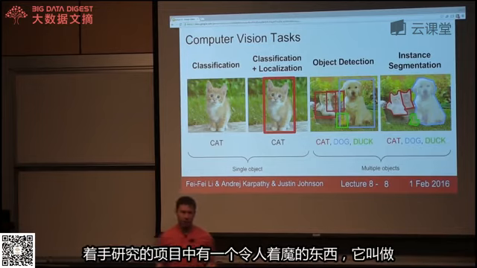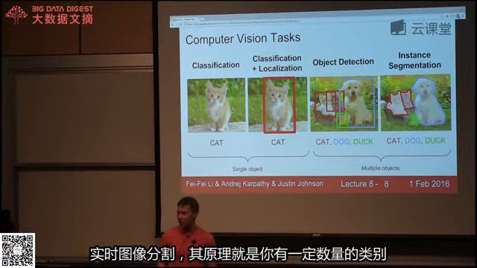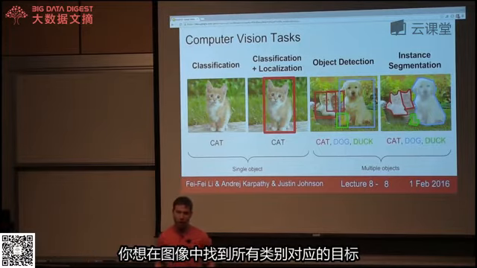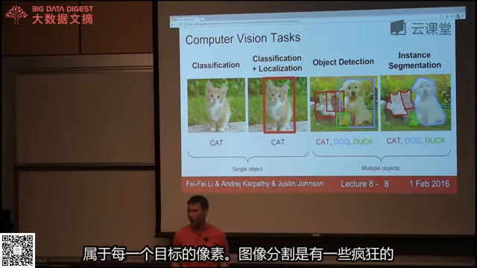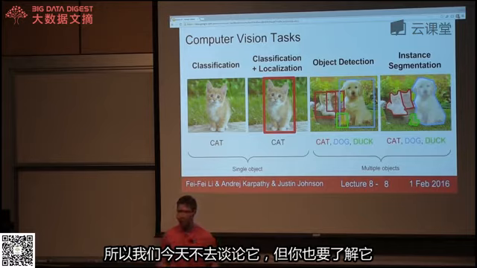Another more recent task that people have started to work on a bit is this crazy thing called instance segmentation, where again you have some fixed number of object categories, you want to find all instances of those categories in your image, but instead of using a box, you actually want to draw a little contour around and identify all the pixels belonging to each instance. Instance segmentation is kind of crazy, so we're not going to talk about that today. Just thought you should be aware of it.